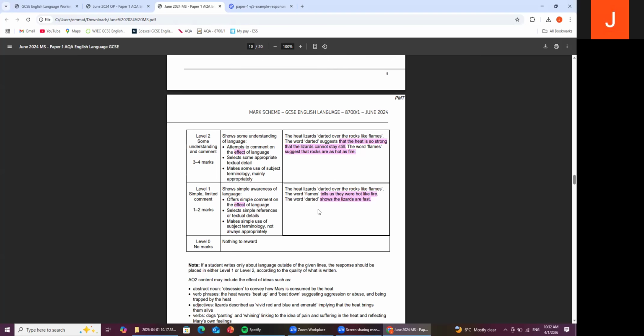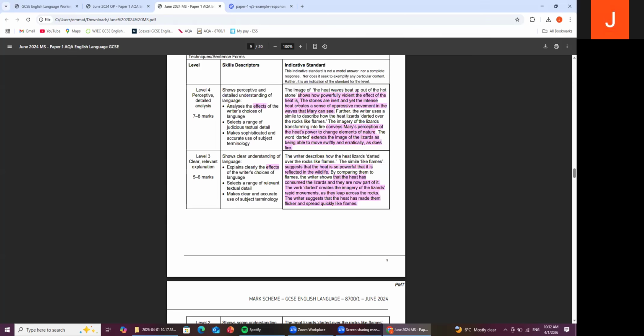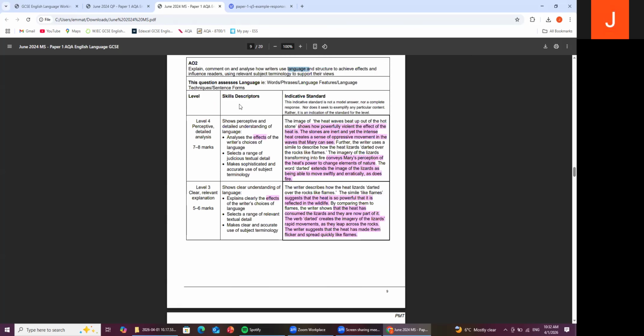We're looking for students to award the higher level marks, your level threes and your fours, which tell us something interesting, which really unpack and dissect the meanings of the word choices there, demonstrating that a student has thought about, well, what's the effect on me? How can I think and feel about this? So it shows perceptive and detailed understanding of language, and I'll just leave it there.